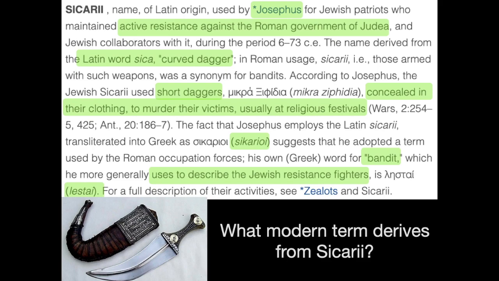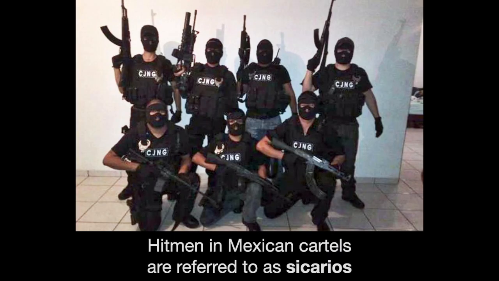In a month when we talk about Jesus and his crucifixion, I want you to keep in mind this word lestai, which could mean bandit, could mean resistance fighters, because there's controversy over that term still today. But speaking of terms, what modern term derives from Sicarii? As I kept saying it over and over again, were you reminded of any term? You may have heard of the term Sicario, which is a hitman in a Mexican cartel, even Latin American cartels. I believe the term actually originated in Colombia and then was co-opted by Mexican cartels.